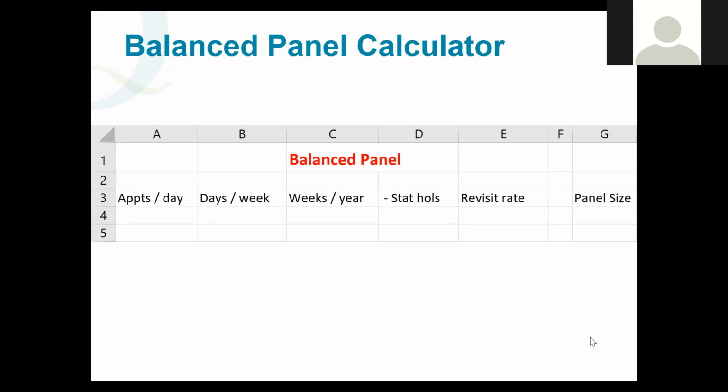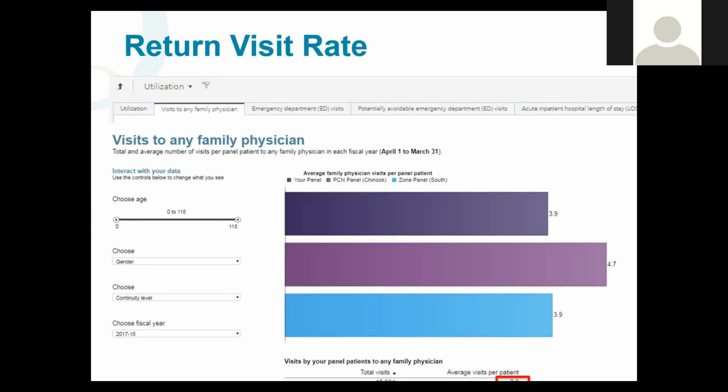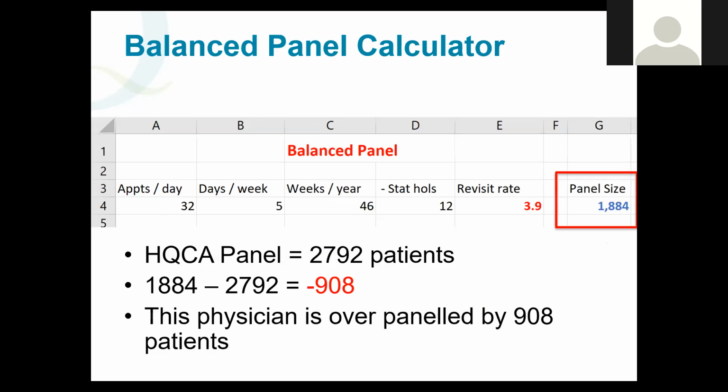One of the things that we need in order to make this calculator work is the revisit rate. And again, we want to make sure that we are looking at the return visit rate of the entire panel and not just those visits to this physician. And here we could see the average visits per panel was 3.9. We entered that into the panel calculator, and we were able to determine that this physician's ideal panel size based on this simple calculator would be 1,884, but his HQCA report is telling us that he has 2,792, which means he's overpaneled by 908 patients.